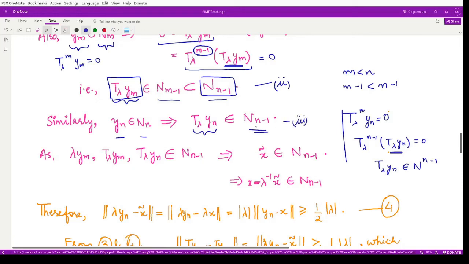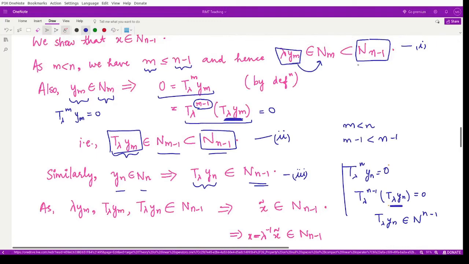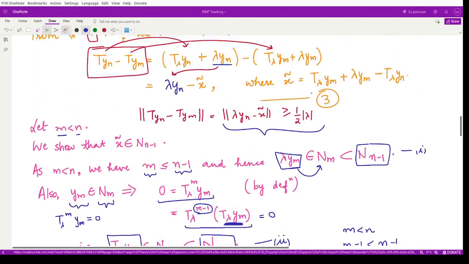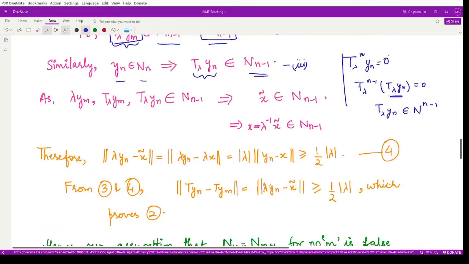So we are saying this term is contained in N n minus 1, this term is contained in N n minus 1, and the first thing, lambda ym, is contained in N n minus 1. And let's have a look at the definition for x tilde. It is composed of these three terms, right? So because all of these three terms are present in N n minus 1, this x tilde is present in N n minus 1. If that is the case, then lambda inverse x tilde is contained in N n minus 1. So if we write x as lambda inverse of x tilde, that will also be present in N n minus 1, right?